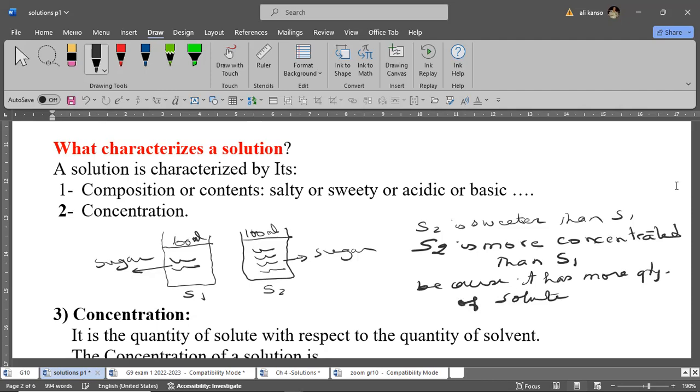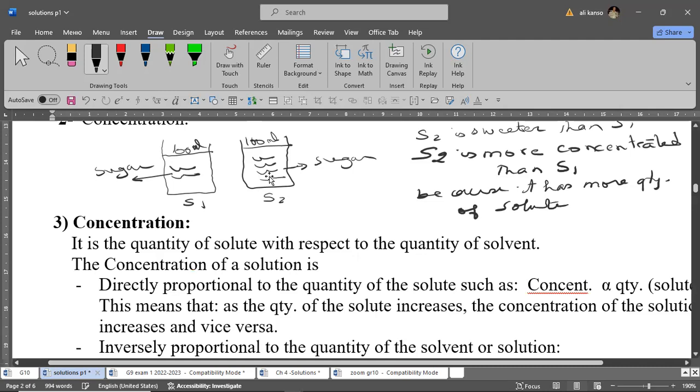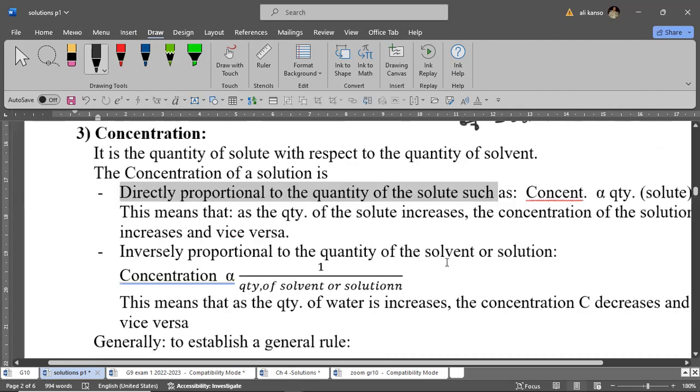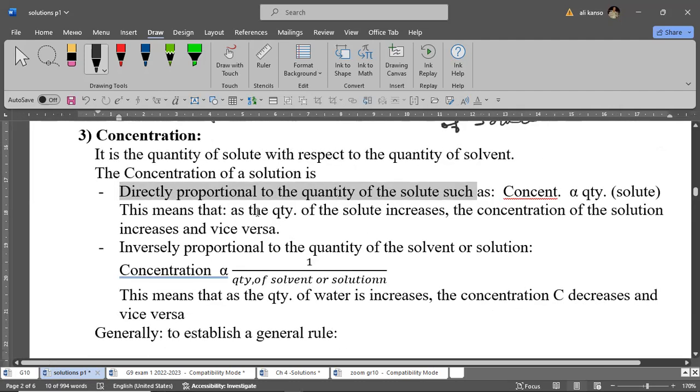As the quantity of solute increases, the concentration increases, and the sweetness increases. So we say that the concentration of a solution is directly proportional to the quantity of the solute. Did we understand? As the quantity of sugar increases, or salt, or acid, the concentration increases, in a certain definite quantity of water.